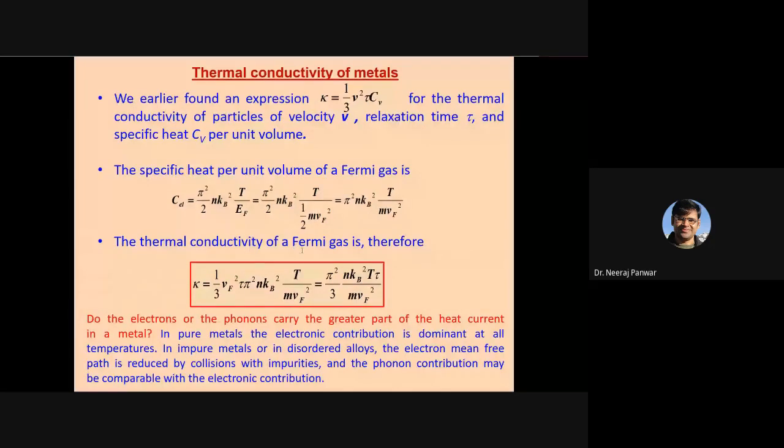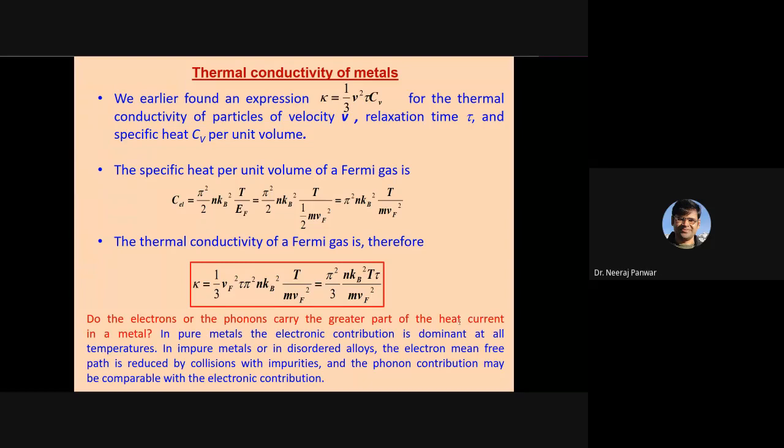The thermal conductivity of a Fermi gas, now that we know C_v, we can write here. So we get the expression for the coefficient of thermal conductivity as π²/3 n k_B² T times tau divided by m v_F². So now the question arises: do the electrons, the phonons, or the ions carry the greater part of this heat current in a metal?